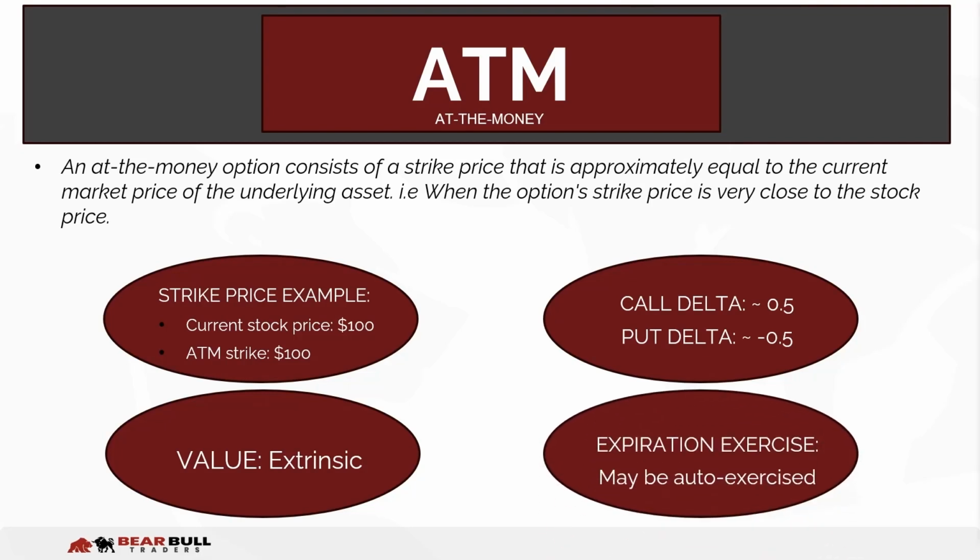At expiration, an at the money strike price may be auto-exercised, due to the fact that an at the money strike price is close to the current stock price. This means that an at the money contract teeters on the line between in the money and out of the money, meaning that they could fall in the money at any moment, which puts them at risk for being auto-exercised. Because of this, it is highly advised that you pay attention to your at the money contracts at expiration.